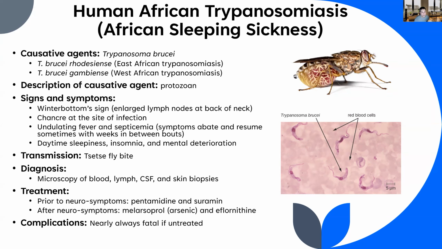Signs and symptoms. So the first one is called Winterbottom's sign. These are enlarged lymph nodes at the back of the neck. So they're on the back side. There's also usually a chancre at the site of the infection. You're getting this by being bit by the tsetse fly, which you can see here, which is this crazy looking fly. It's actually kind of big and gross too. Then you'll get undulating fever and then possibly septicemia.